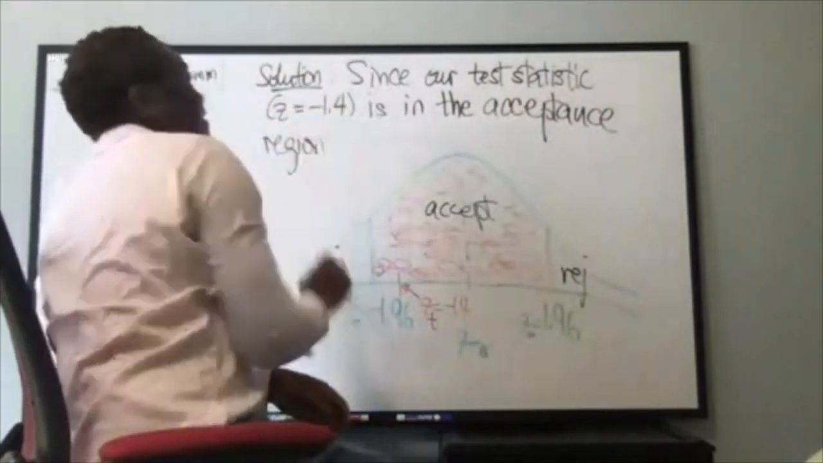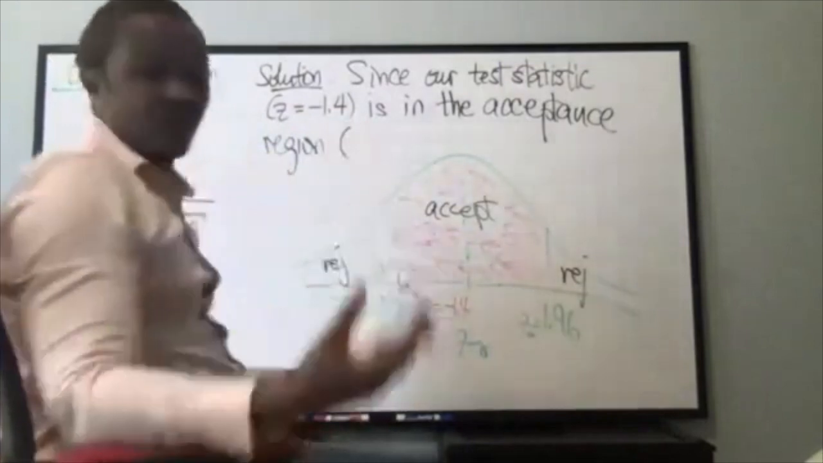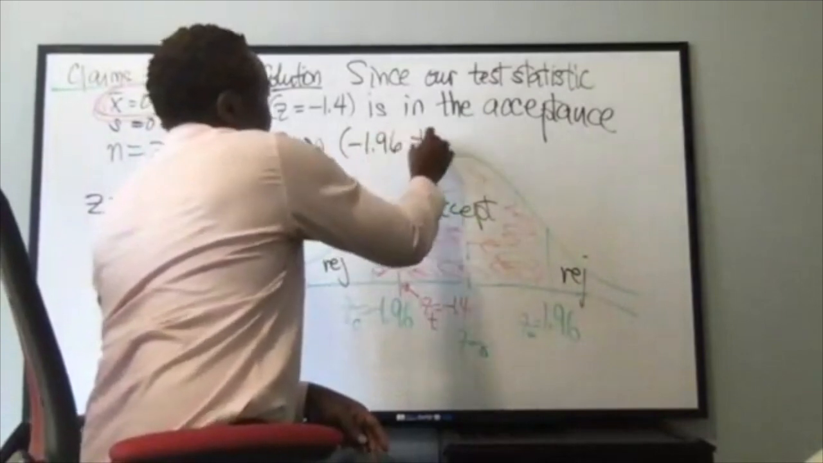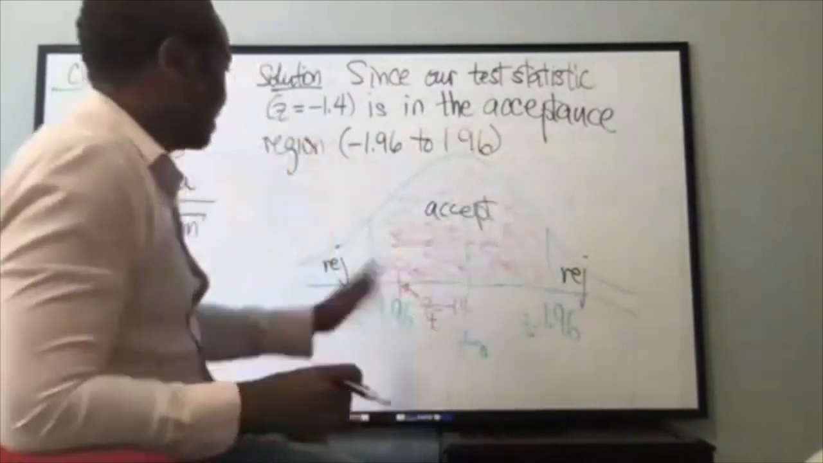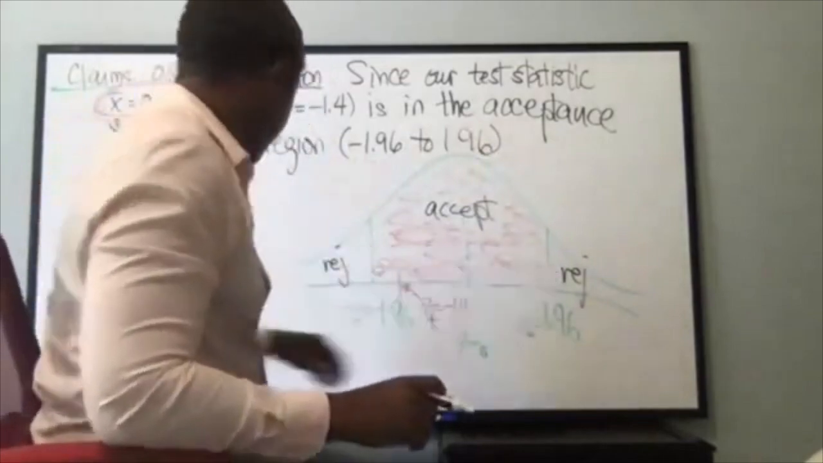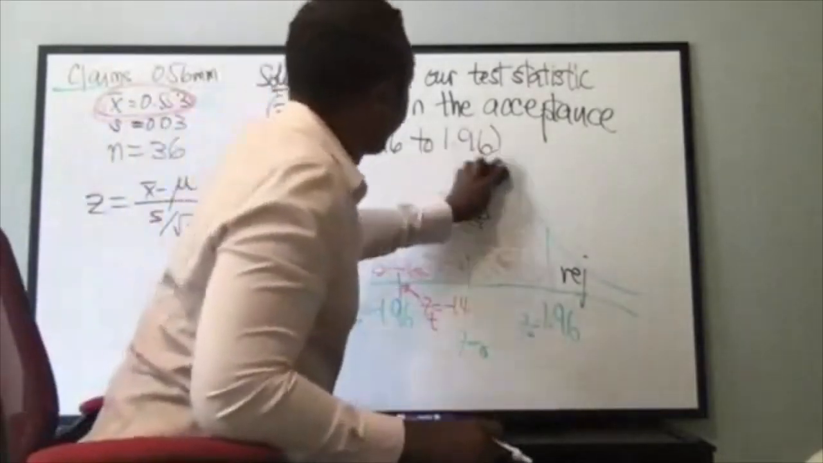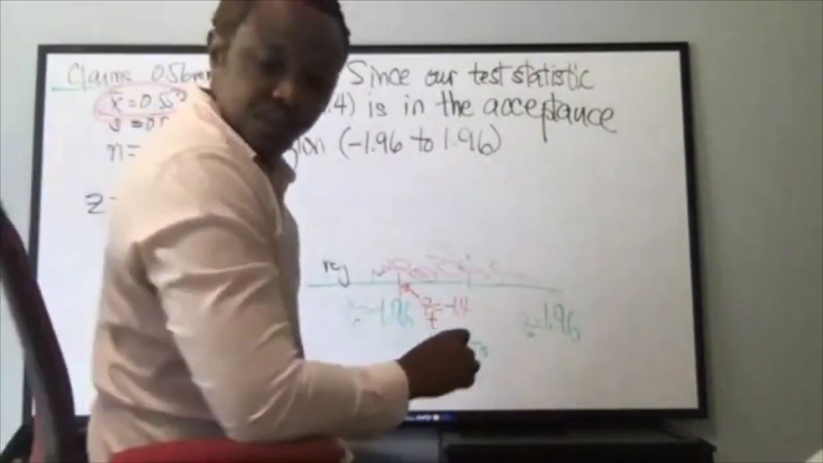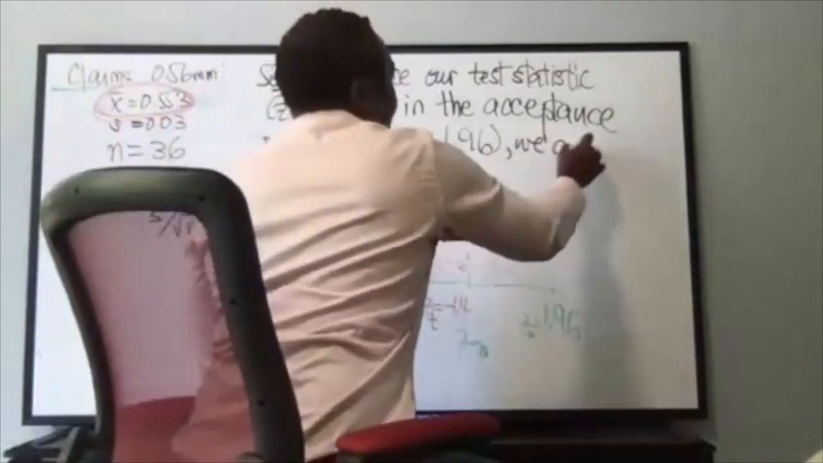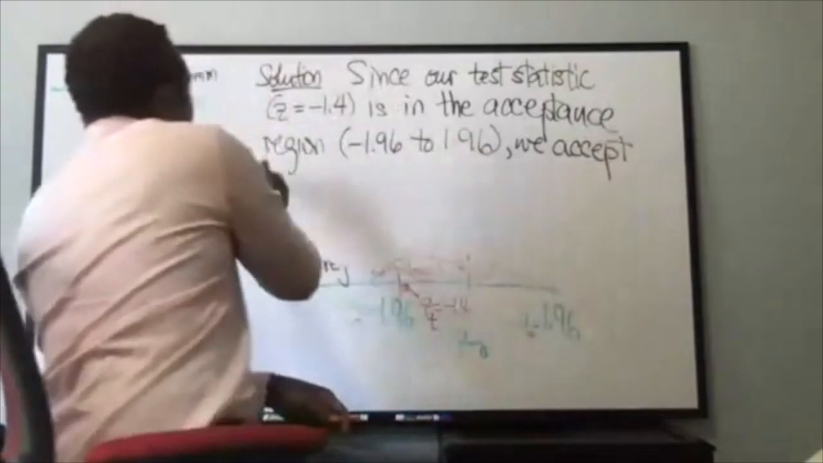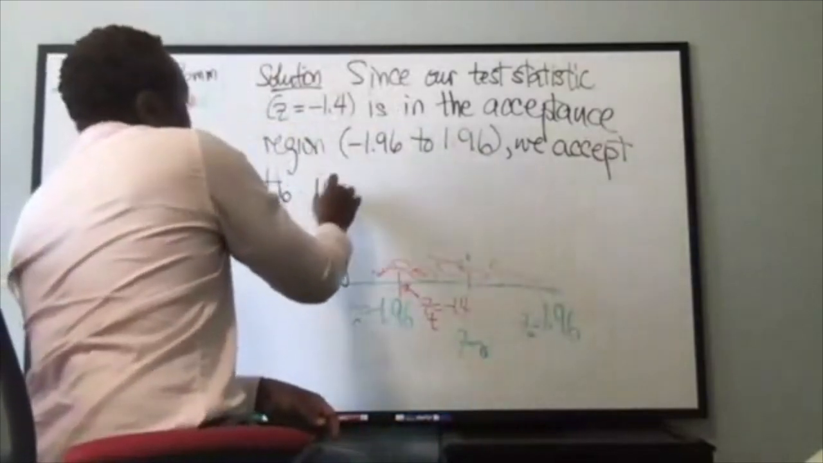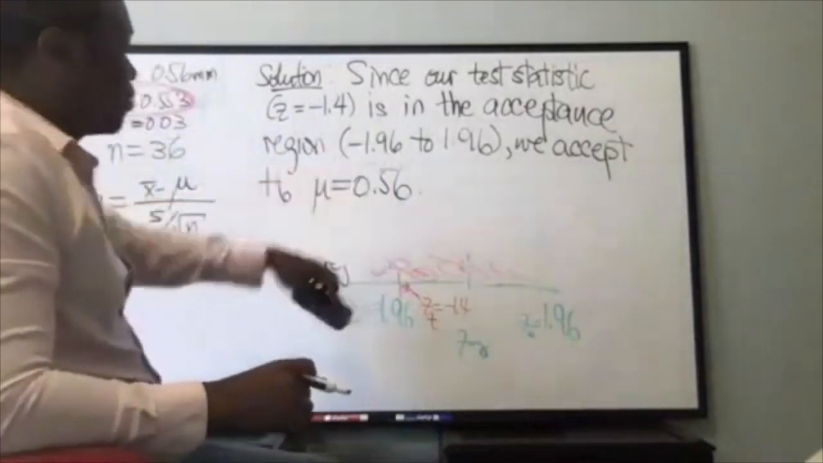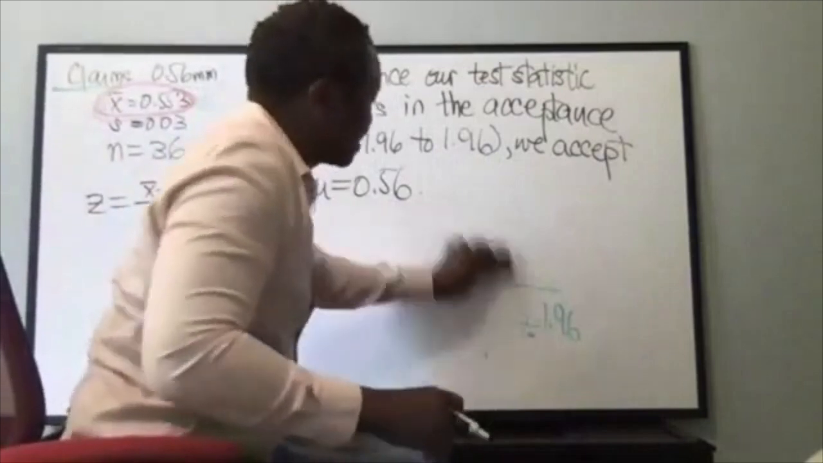Since our test statistic is in the acceptance region, then I'm going to write what the acceptance region is. Negative 1.96 to 1.96. See, that's the acceptance region. This cutoff and that cutoff. Is in the acceptance region. We accept H naught, right? So the only thing I did was just rewrite what H naught said earlier, like in the boxing match.